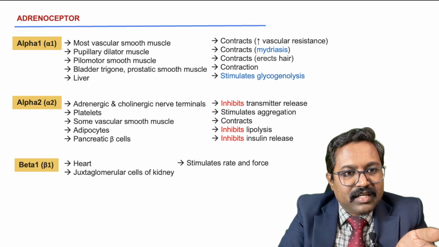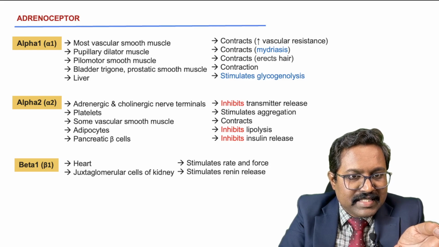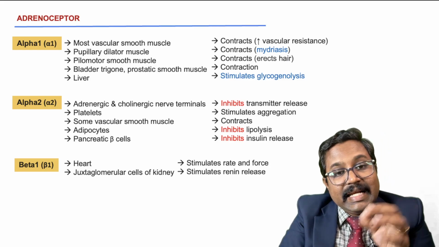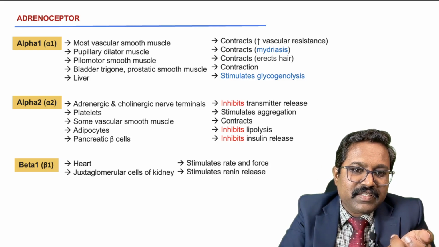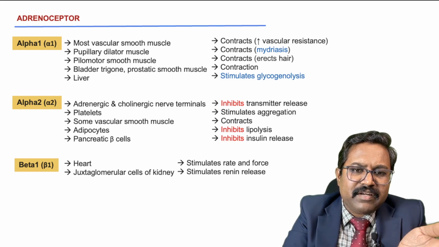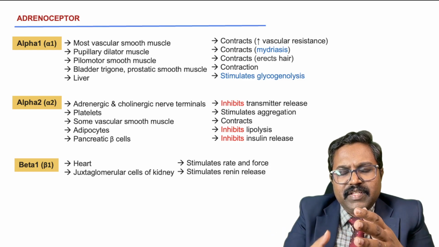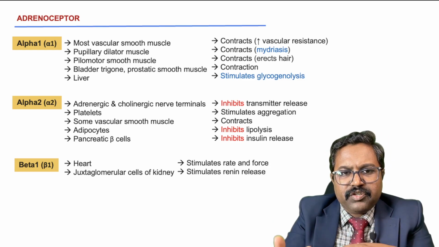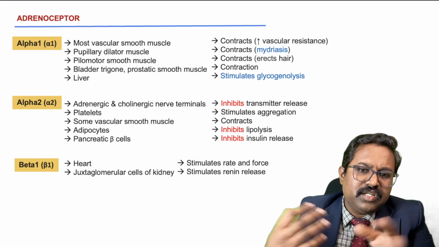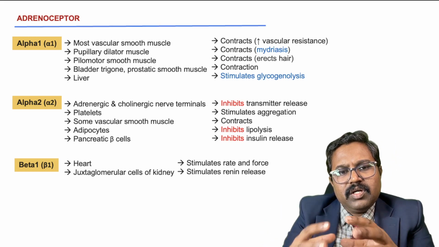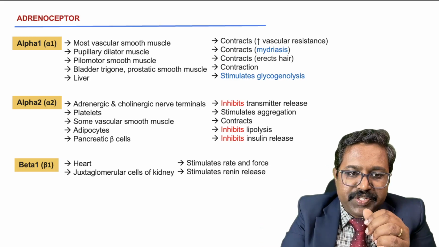Activation of beta 1 in the juxtaglomerular cells will stimulate the release of renin, and this part will be dealt with in another session. So again, with the help of renin, there will be conversion of angiotensin 1 to angiotensin 2, and they are going to regulate the blood pressure.